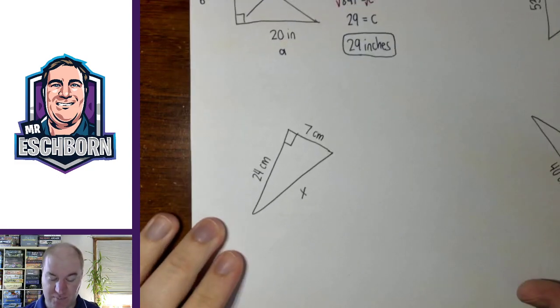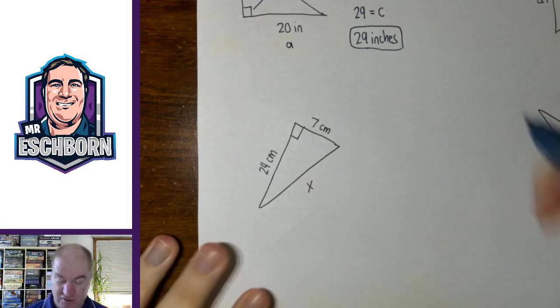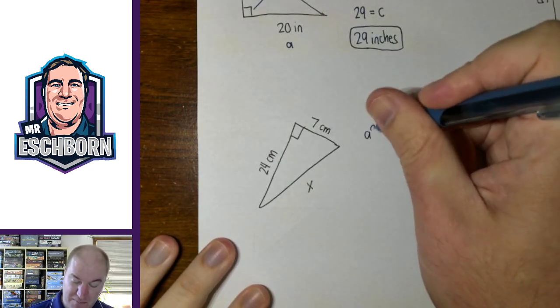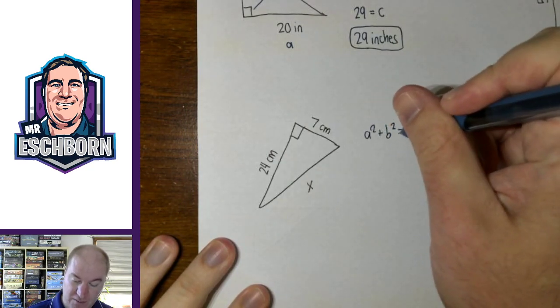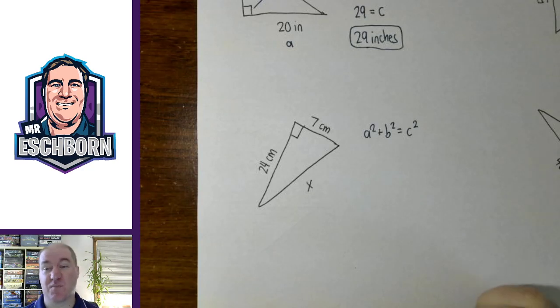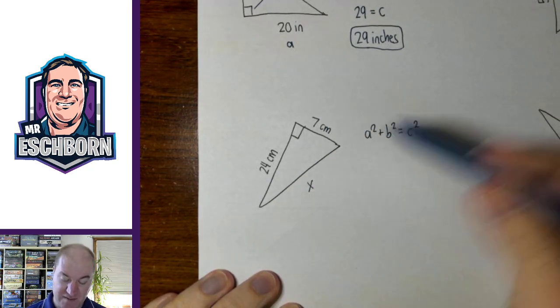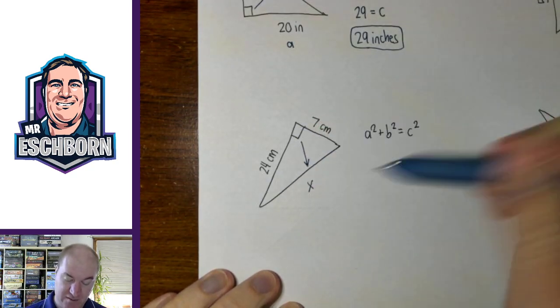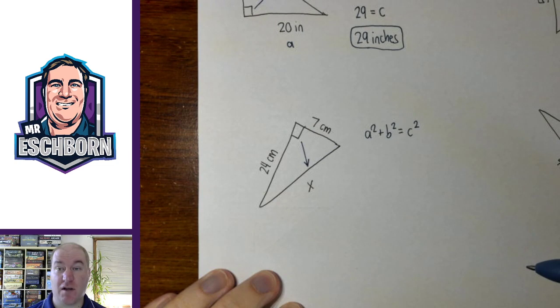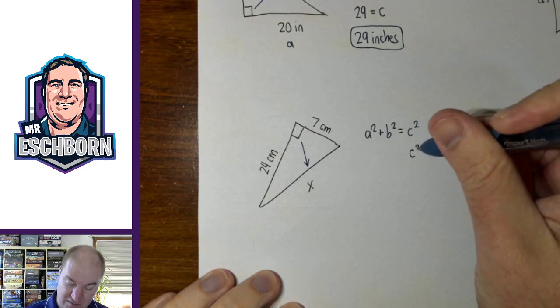All right, let's do another example. In this question, I see it's a right triangle, so I immediately write the formula: a squared plus b squared equals c squared, sometimes called the Pythagorean theorem. Now I need to figure out which letter is missing, and again, just like the last one, c is missing. The side across from the right angle is missing, so I'm just going to leave it as c.